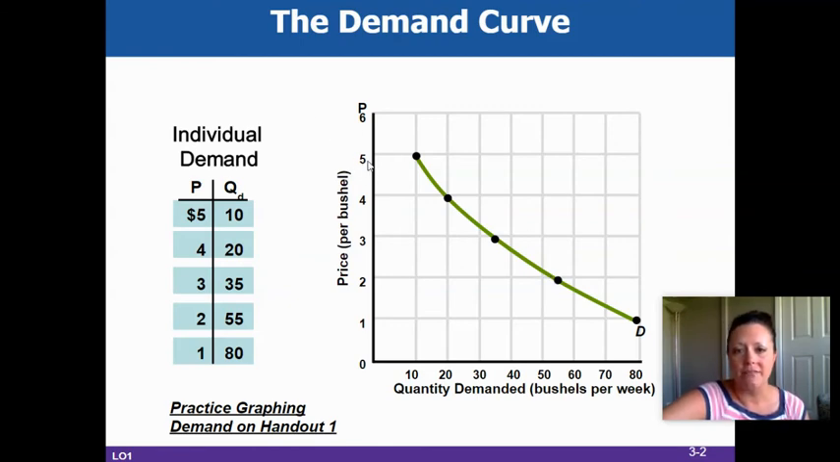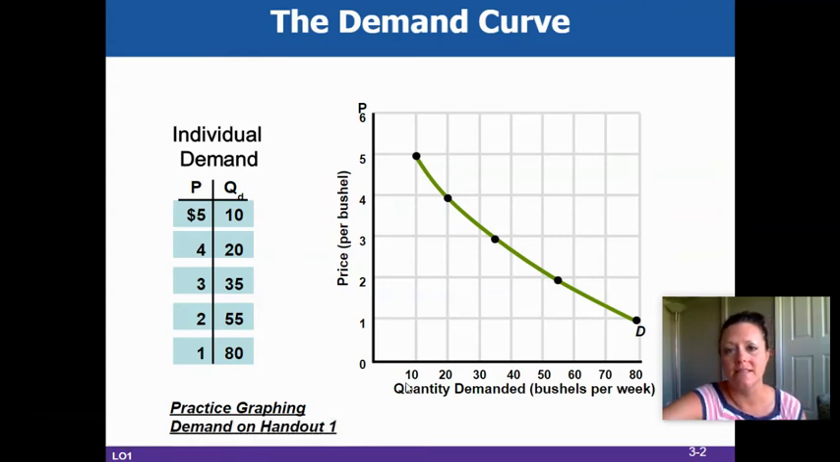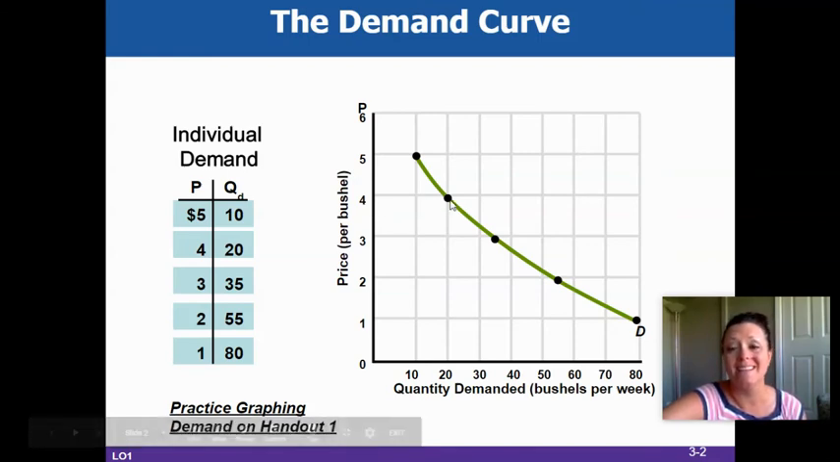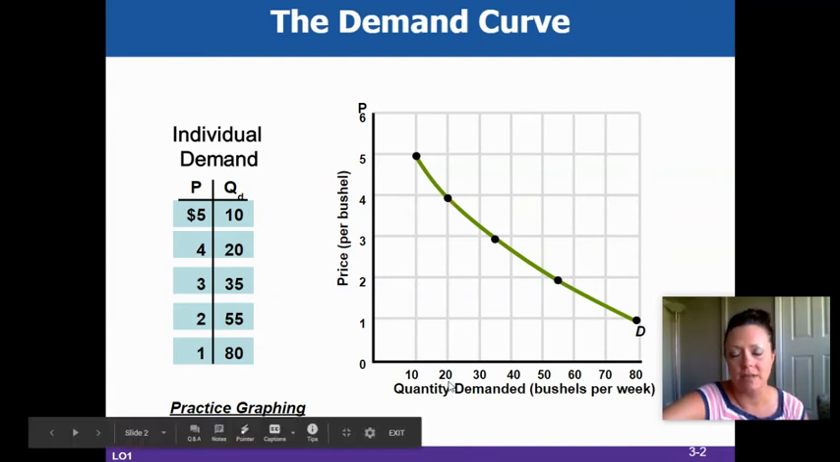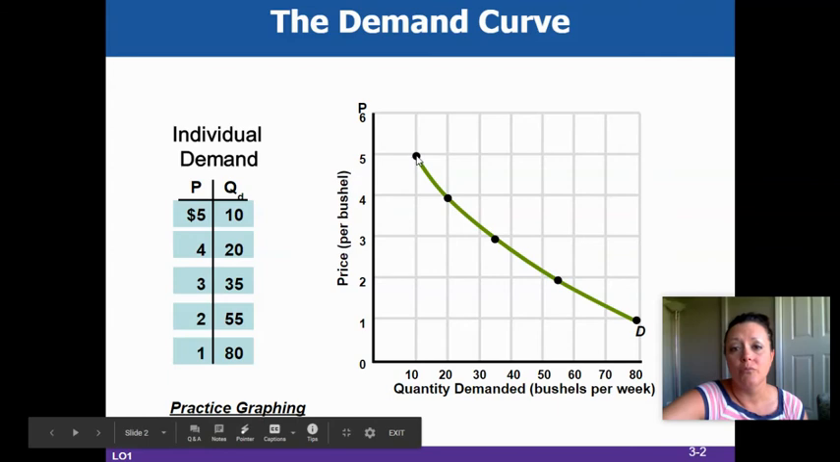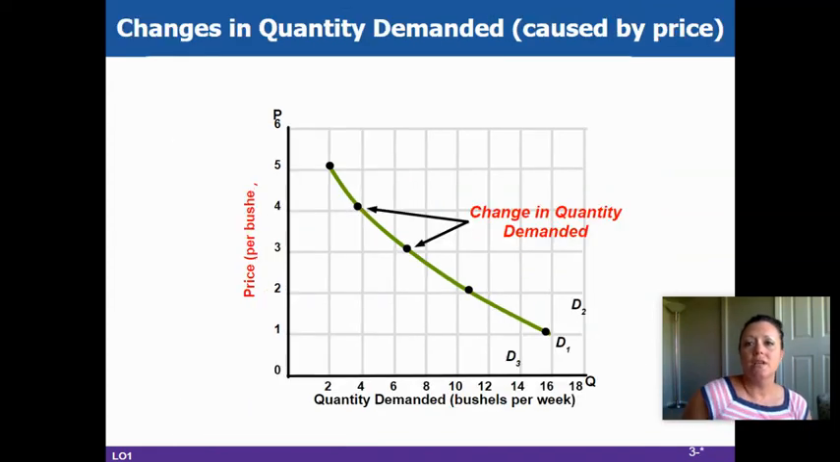So at a price of $5, our quantity demanded, if I pull it down to the x-axis, is 10. If my price changes to $4, the point on the curve where I'm at changes as well, the quantity demanded on that curve. So at $4, only 20 is demanded. When we're talking about a change in quantity demanded, we're talking about a movement between points on the curve, a movement from here to here, as opposed to an entirely different set of coordinates that would draw an entirely new demand curve.